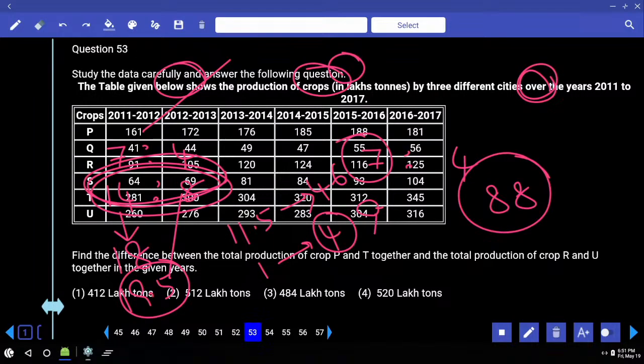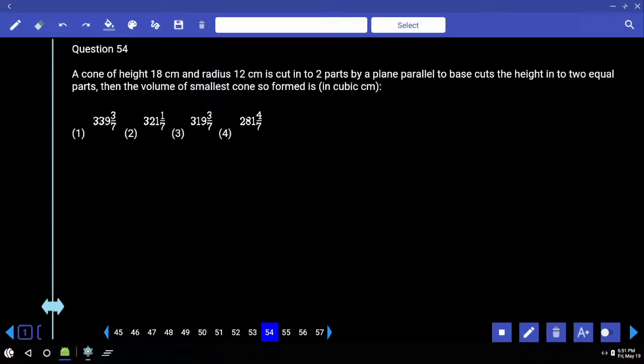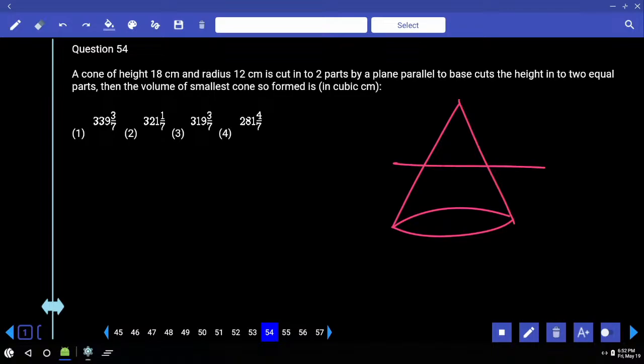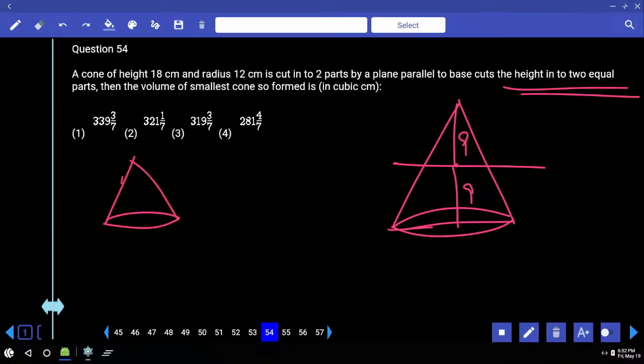Next, a cone of height 18 cm and radius 12 cm is cut into two parts by a plane parallel to the base. It is cut at half the height, into two equal parts. What is the total height? 18. So the height of this part is 9 and the remaining part is also 9, because it is cut into two equal parts. So actually we can find two cones there, a smaller cone and the bigger cone. So here the height of the cone is 9.